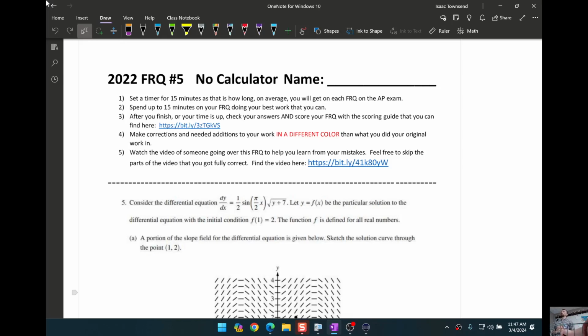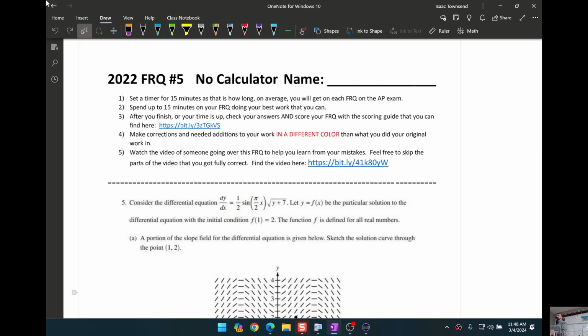Okay, this is no calculator, and again, I'm not going to grade it for accuracy, but I would like you to do it in pencil, please. And then when we look at the scoring guide and talk about the answers, you can do corrections in a different color, or I expect you to do corrections in different colors. But go ahead and start.